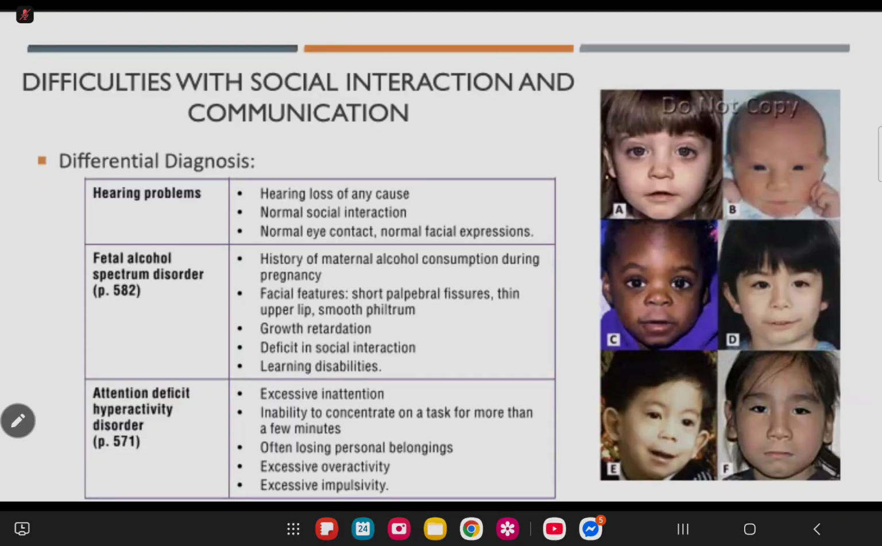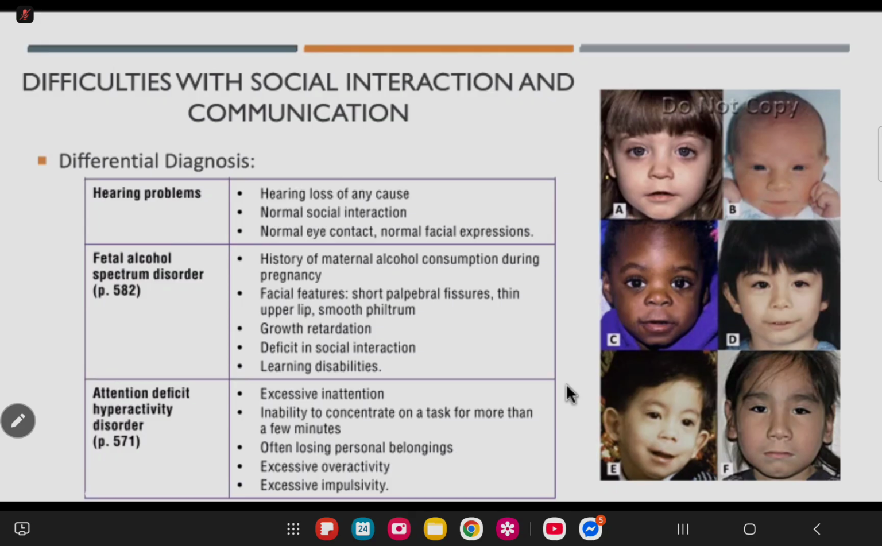Do you know Greta Thunberg? Greta Thunberg, the activist? She looks like a fetal alcohol spectrum person. I'm not sure if she is, but she looks like it. So if you can see this photo, this one, letter D, that's the one.